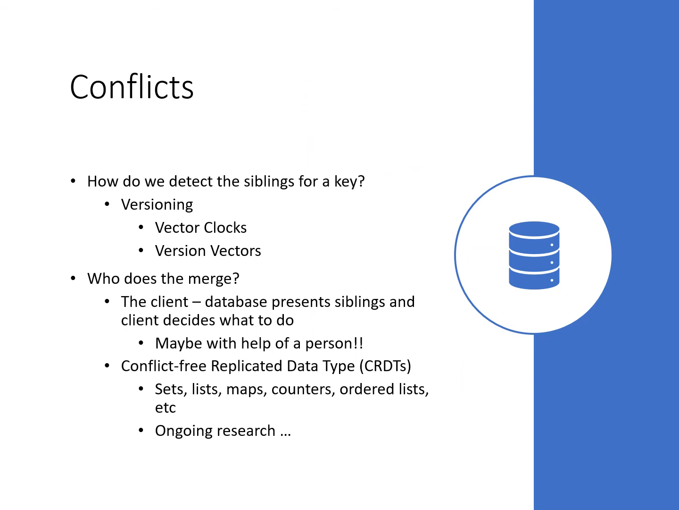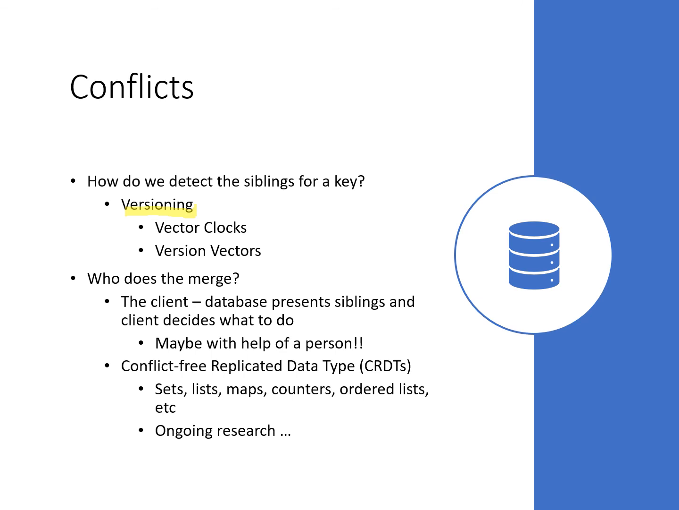So how do we detect these conflicts? Lamport clocks can't do that because they can't detect concurrent events. So what we need to do is have some form of versioning, and there are 2 approaches to this. They're similar in nature, vector clocks or version vectors, and they're both based on the basic mechanism of Lamport clocks. Basically they associate a version number with a particular database key and value, and when the value changes for that particular key, the version number is incremented.